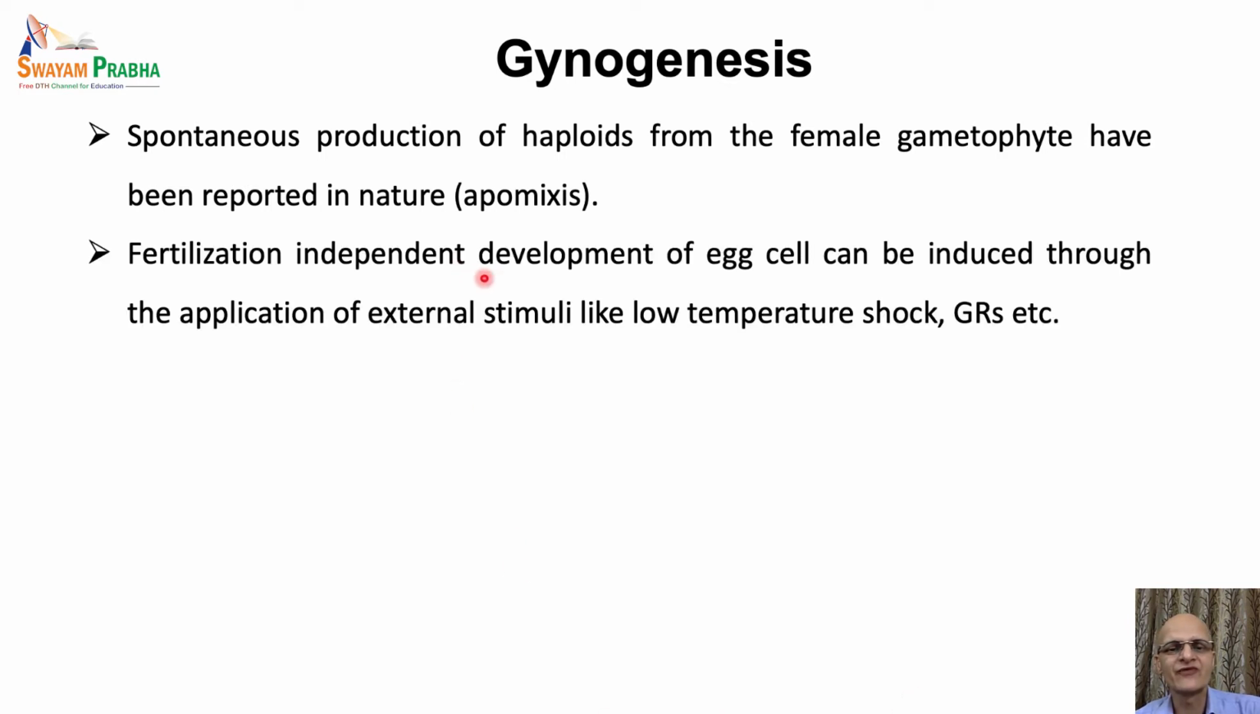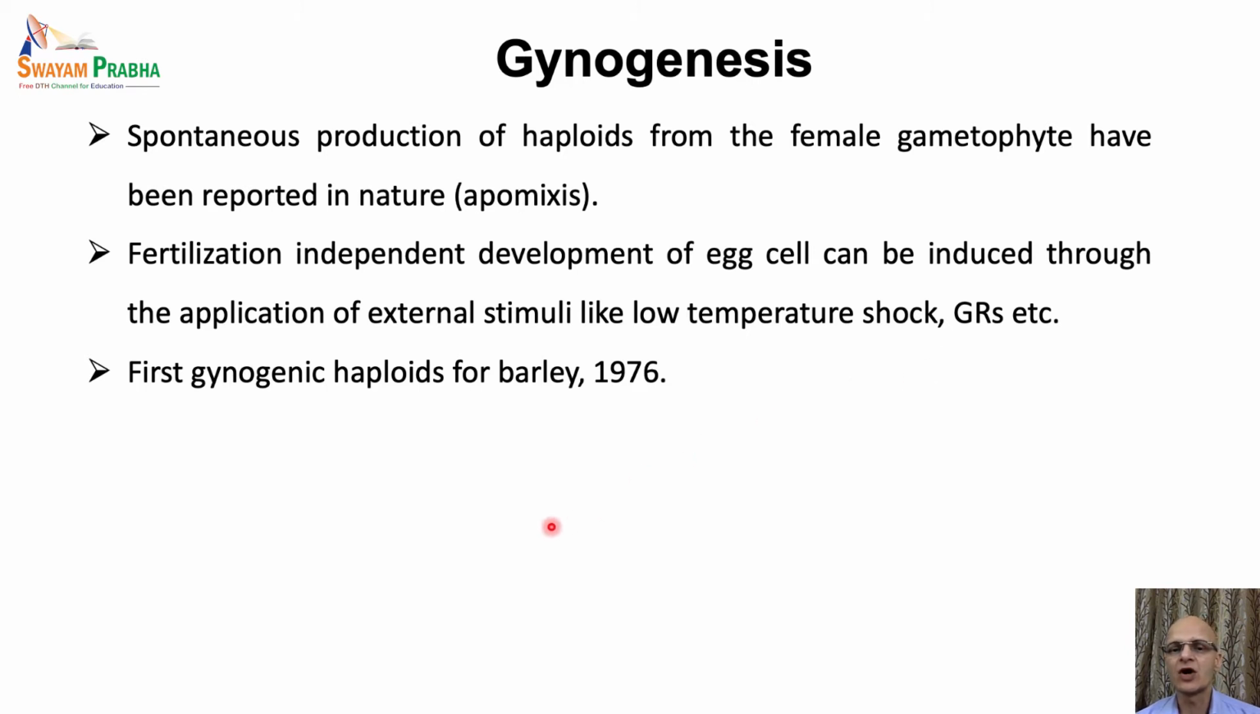However, the fertilization-independent development of the egg cell can be induced through the application of external stimuli too, and is called in vitro gynogenesis. Low temperature shock is one of the most successfully used external stimuli for this purpose, but other treatments have also been used, and we will talk about these treatments in more detail a little later in this lecture.